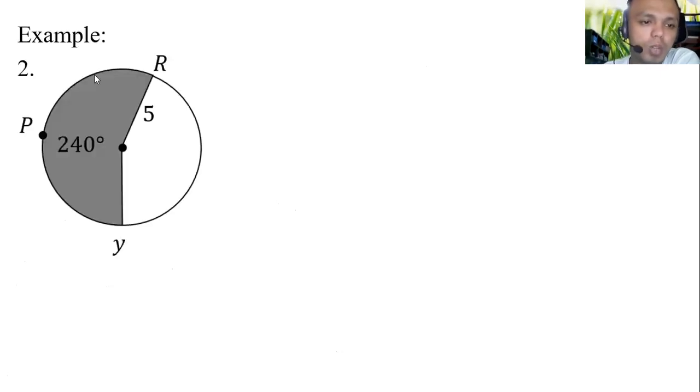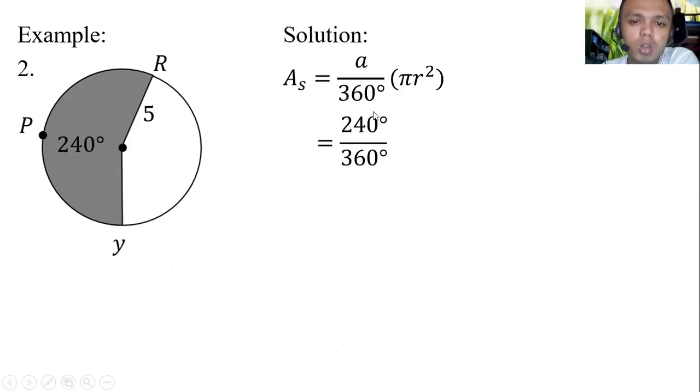Next, number 2. Find the area of the sector here. So we have arc YPR with the measure of 240 degrees, and then the radius is 5. Substitute. Now A here is 240, then our R is 5.